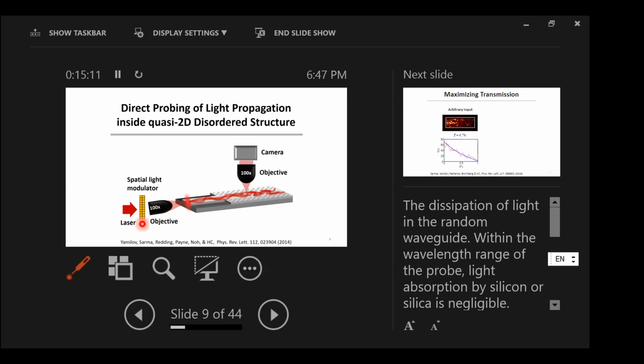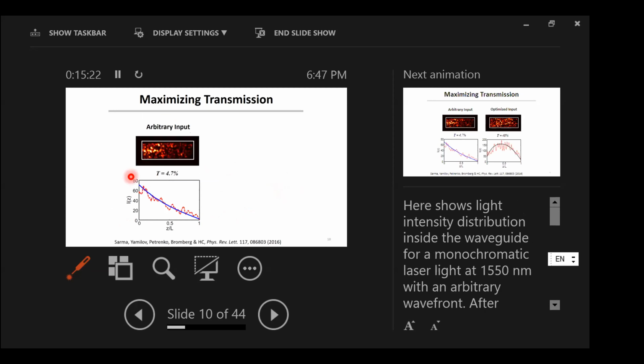So this is our setup to probe light transport inside. Our goal is to adjust this wavefront to enhance, or we can also suppress, the transmission through this disordered waveguide. Let's first consider if we don't adjust the wavefront, like a plane wave or any arbitrary input wavefront. In this case, we can monitor the intensity distribution inside this disordered regime. This white rectangle tells us the edge of this area which has a random array of air holes. When we see from the top, the light coming from here, we see the intensity decay as it propagates through the system.